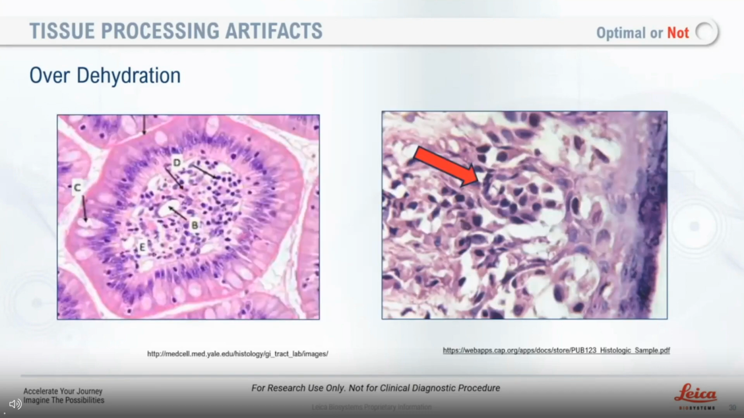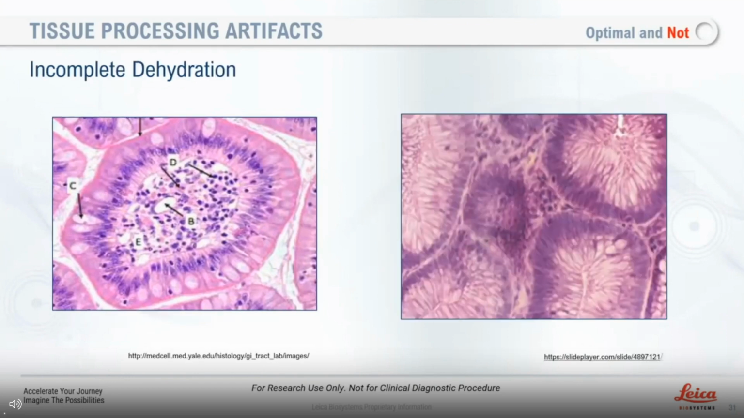Remember, the section on the left is what we're going for. It has crisp staining with well-defined nuclei and cilia compared to the section on the right that is an example of severe overdehydration that not only results in chatter and darker staining, as we discussed in the previous slide, but also you can see these artifactual spaces.